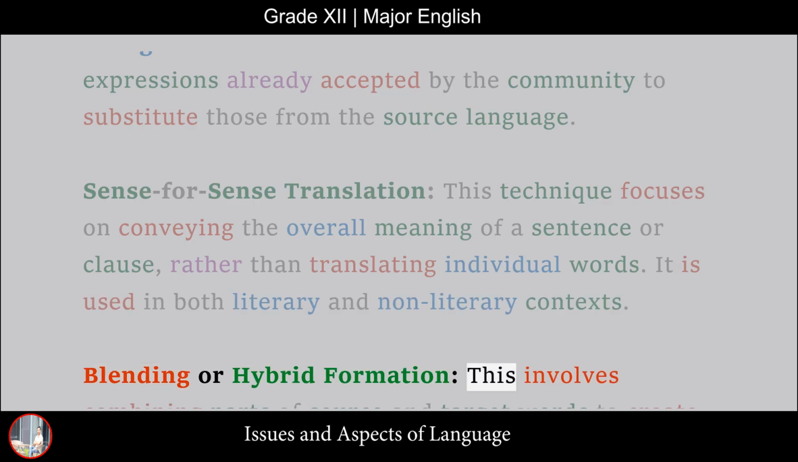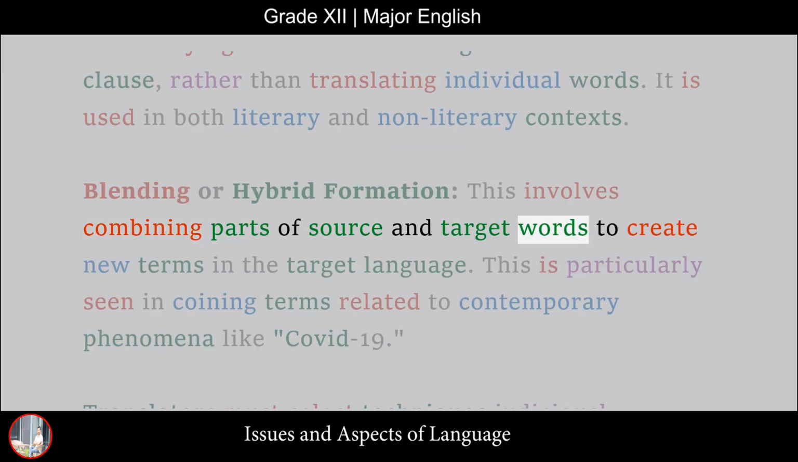Blending or hybrid formation. This involves combining parts of source and target words to create new terms in the target language. This is particularly seen in coining terms related to contemporary phenomena like COVID-19.